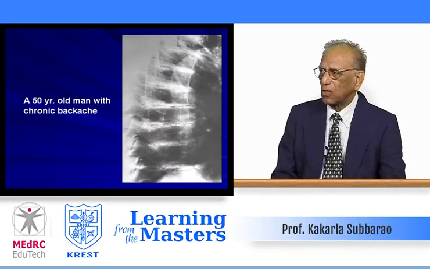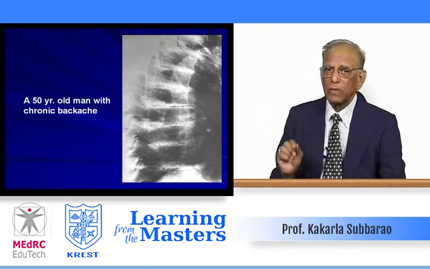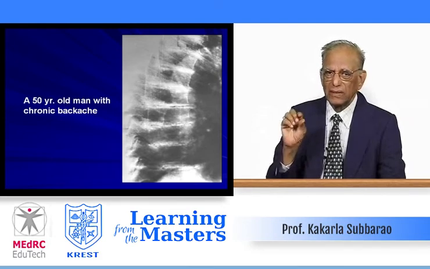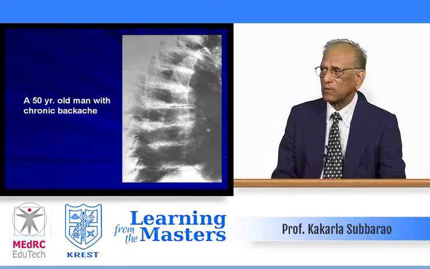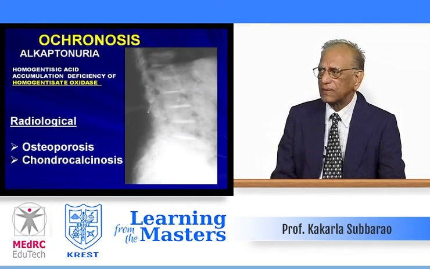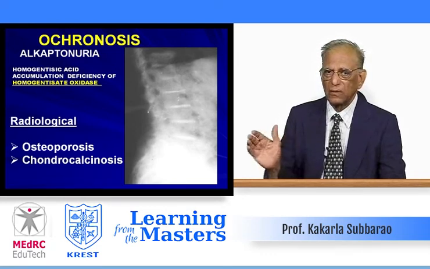This case, a 50-year-old man with chronic backache. What do you notice? Mild wedging of the vertebral bodies, marked osteoporosis, sclerosis of the vertebral end plates, and most important of all, degenerative changes in the disc with calcification. That should give a clue to the diagnosis of ochronosis or alkaptonuria. Homogentisic acid accumulation, deficiency of homogentisic oxidase. Radiologically, all you find is osteoporosis, not related to postmenopausal or senile osteoporosis, but younger age osteoporosis, and chondrocalcinosis.